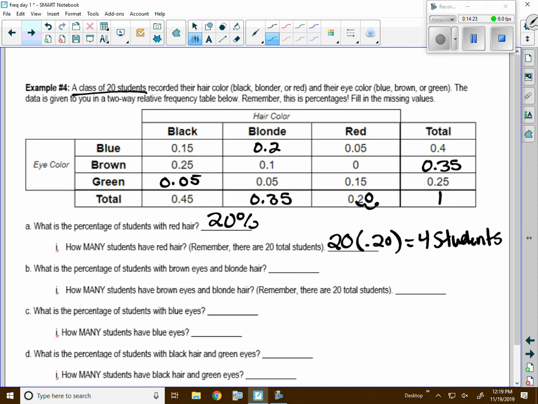All right, part B. What is the percentage of students with brown eyes and blonde hair? So go to brown eyes, okay, over to blonde hair. There's where we're at. What's that percentage? 10%. Okay, so if I want to find how many students, I'm going to do 20 times 10%. And that should give me 2 students.